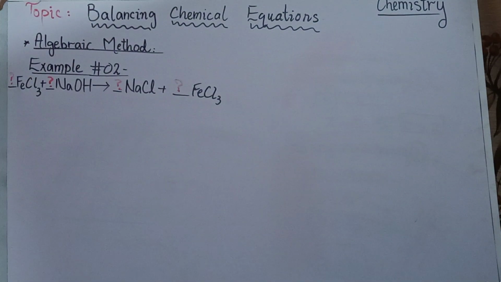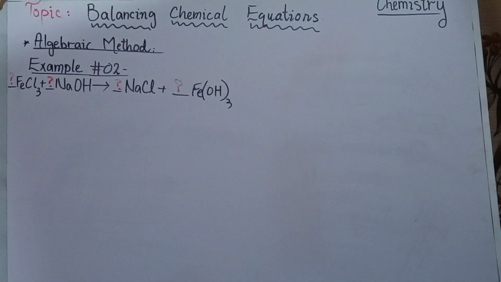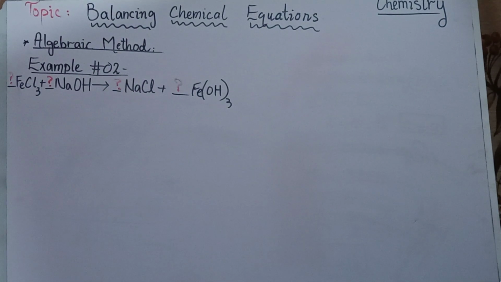Now come to example number 2. Here the example is ferric chloride reacting with sodium hydroxide to form sodium chloride salt and ferric hydroxide. There is a correction: it was not ferric chloride in the product, it was ferric hydroxide. So the first step is to assume the question marks as coefficients A, B, C and D.